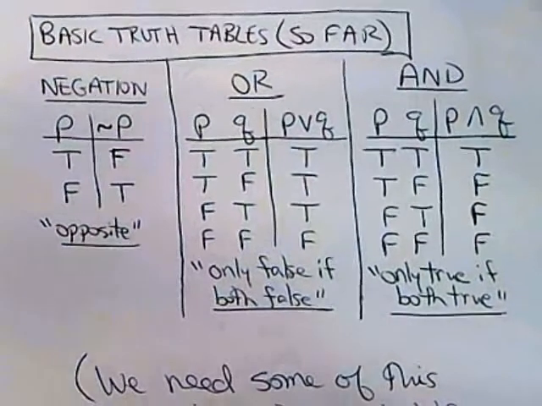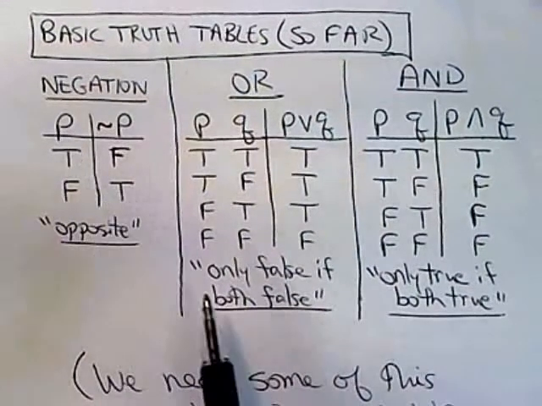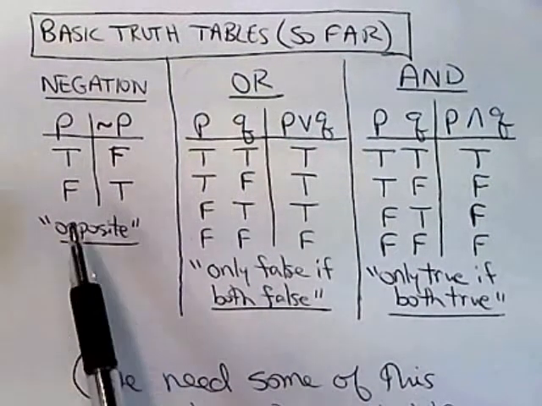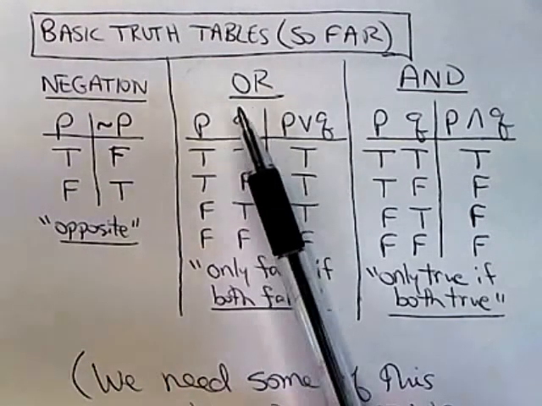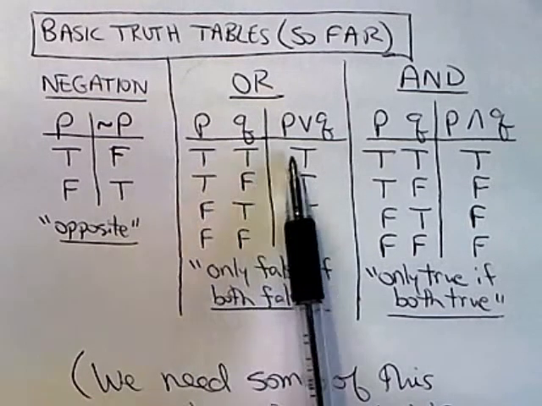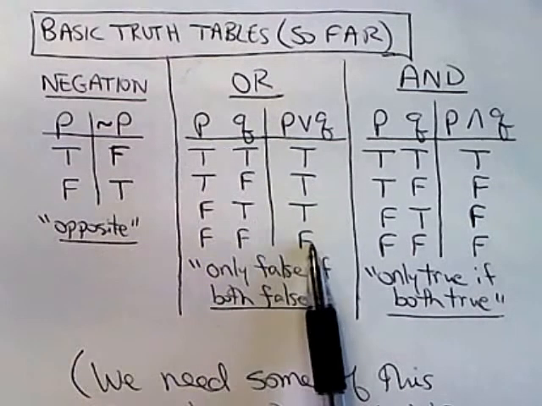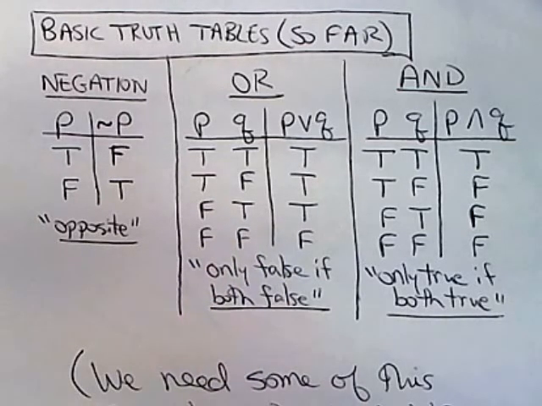These are the basic truth tables we've had so far. Negation, or, and. We're really not working with negation here. We've already done that. In fact, I don't think you even need to refer to this to do negation. It's just so obvious. But the or truth table is only false if they're both false. So the only time a truth table involving or has a false is if both P and Q are false. Otherwise, everything is true.